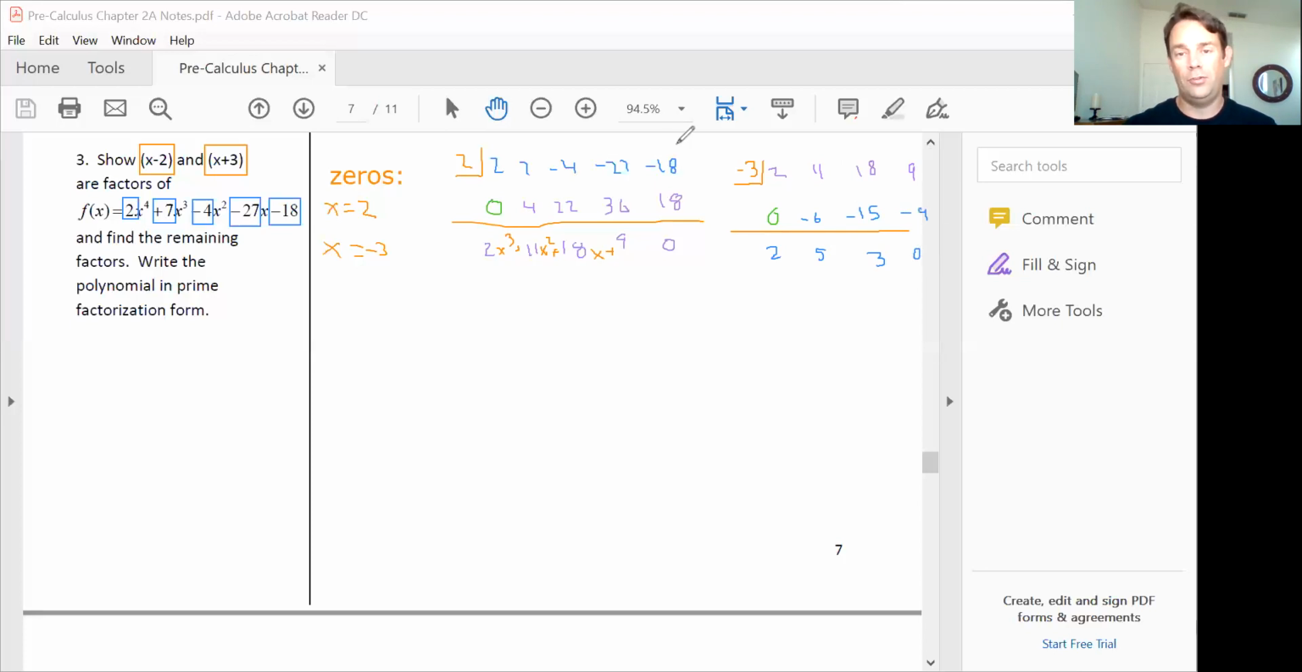Again, I have another factor, which they told us it was. Realize this is 2x squared plus 5x plus 3. So if I want to find the remaining roots, factor it. And you guys did this. Maybe you did the quadratic formula. That works too. So 2x plus 3, x plus 1. So that means x equals a negative 3/2.